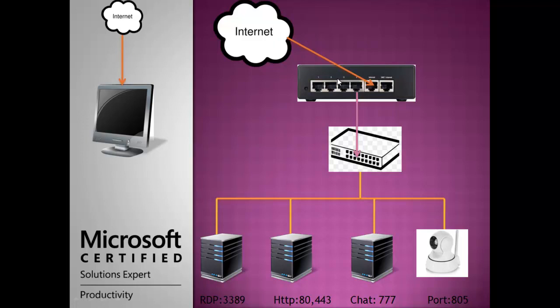One more thing to notice: suppose you have a firewall between your internet and your router. For security purposes, many companies do that. You have to open these ports on your firewall, like the RDP port, HTTP port, chat port, and camera port: 805, 777, 80, 443 and 3389. If a firewall is blocking that connection, you will not be able to set up the connection between the local machines and the internet. The firewall has to be open for these ports, and then the router will send the request to the different servers for their services.